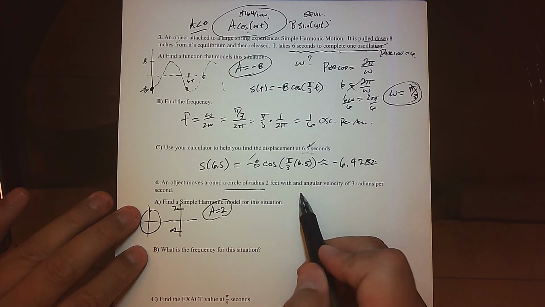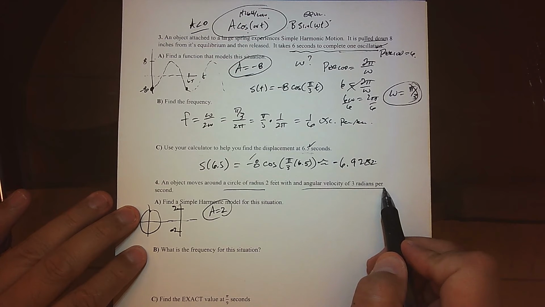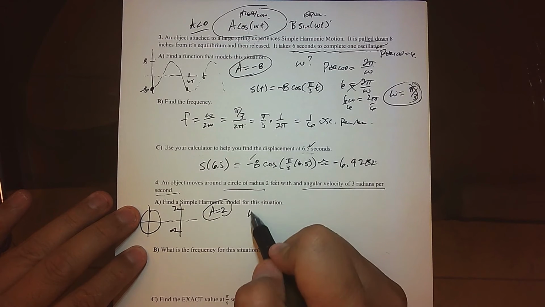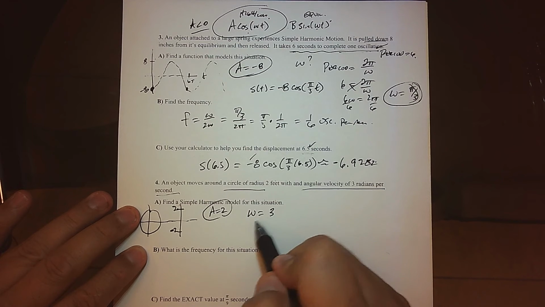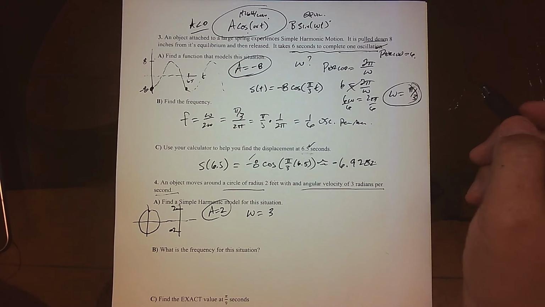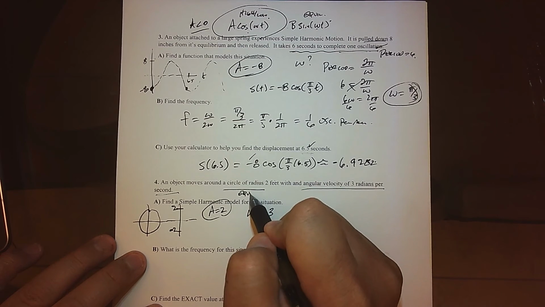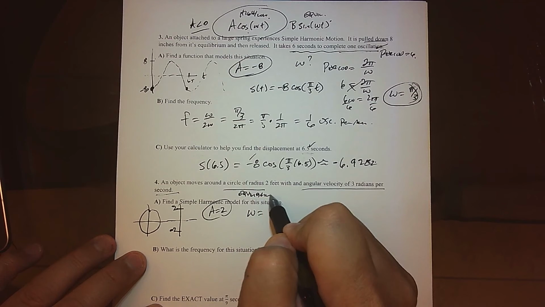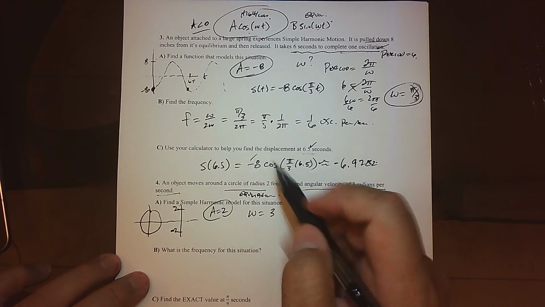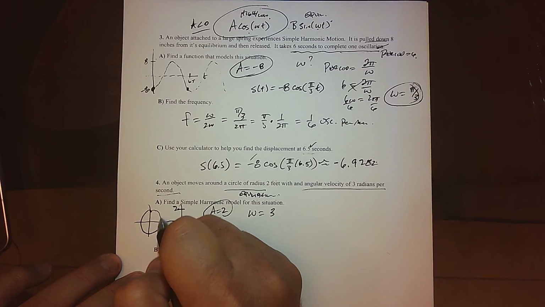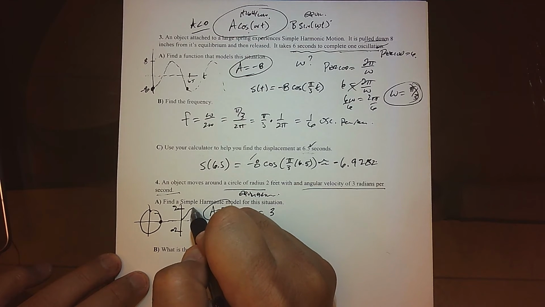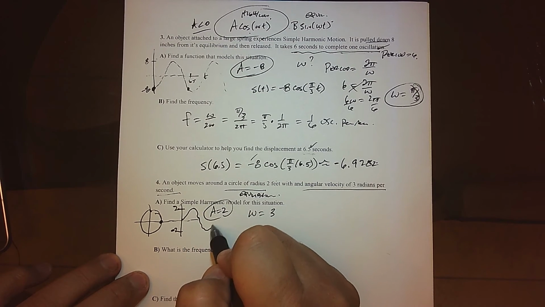We're also told that the angular velocity is 3 radians per second. So I just basically told you what omega is outright. It doesn't really tell us where we start, so let's just assume that we're starting on equilibrium, just so we can be different here. If we start on equilibrium, that means I'm starting here and then going up to 2 and then back through equilibrium down to negative 2 and back.